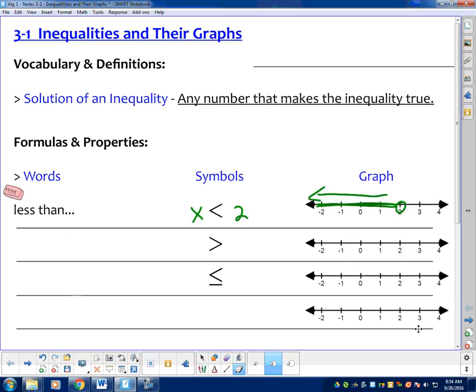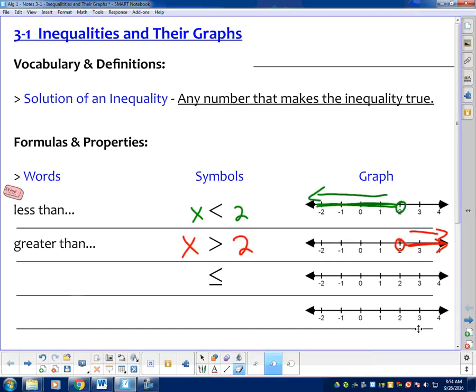All right. Greater than, opposite direction here, we have the greater than symbol. If we say x is greater than 2, we're going to have an open circle at 2 and shade to the right. So that would be x is greater than 2. And you can see that the inequality points in the direction of the shading. It's pointing this way.